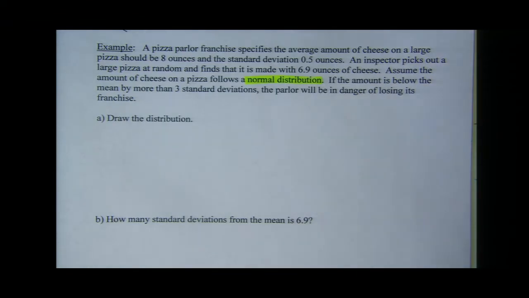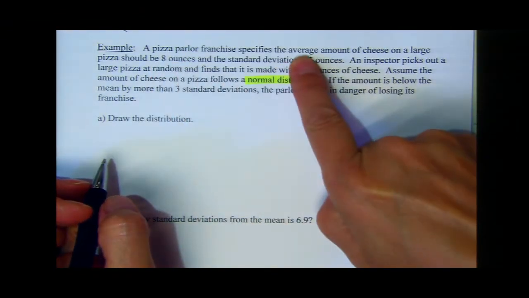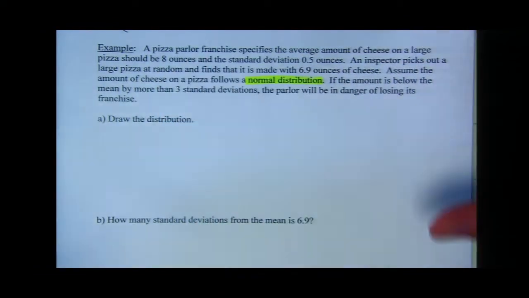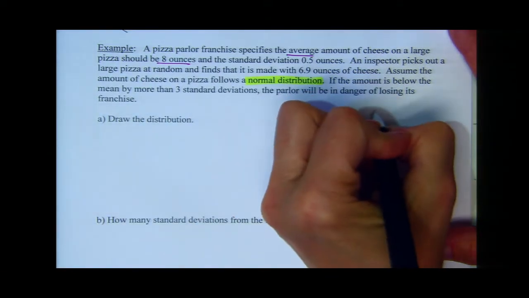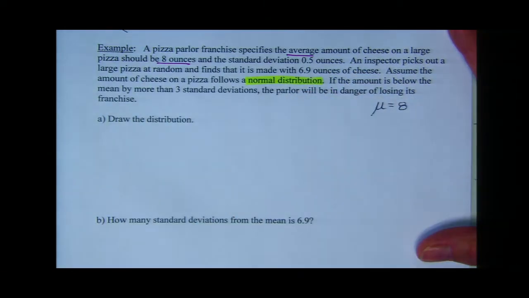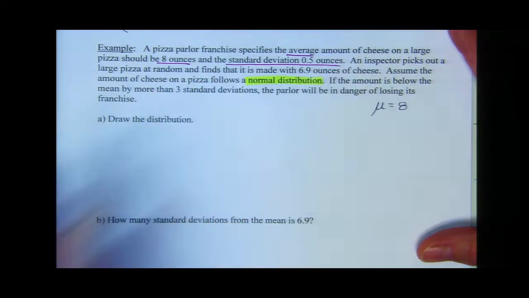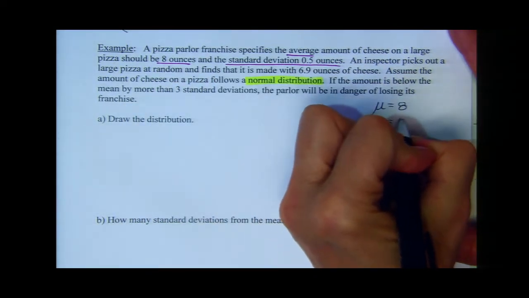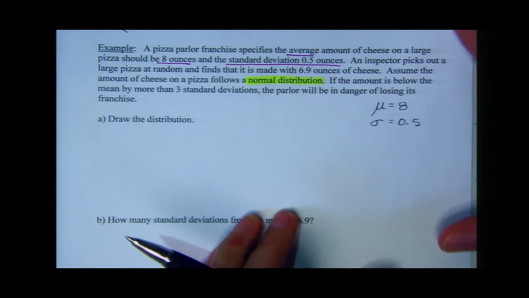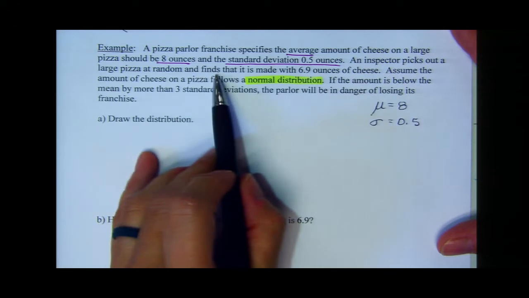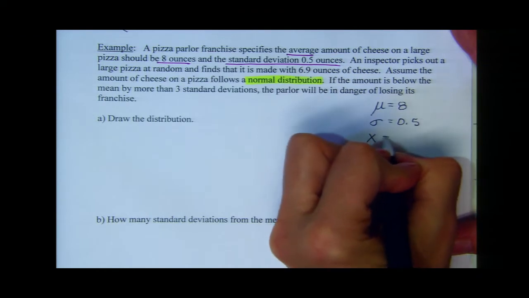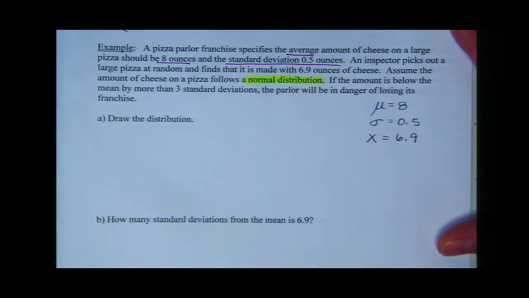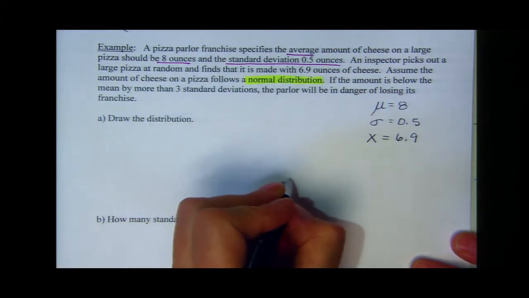Okay, information that is given. It tells me that the average amount of cheese is 8 ounces. So that tells me mu equals 8 ounces. Standard deviation is 0.5. So what an inspector does is he picks out a large pizza at random and finds that particular pizza has 6.9 ounces. So that's a raw score, or an X value of 6.9. All right, so there's the information we have. So draw the distribution. All right, it's a normal curve.